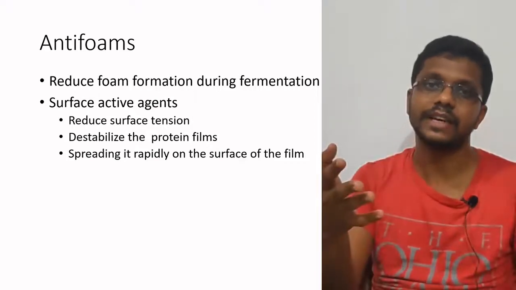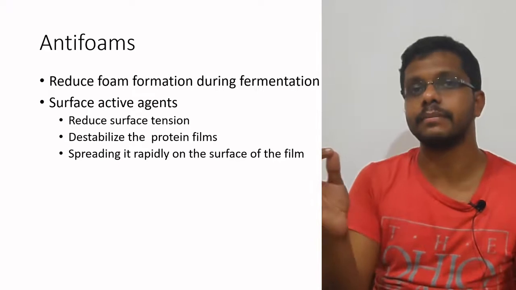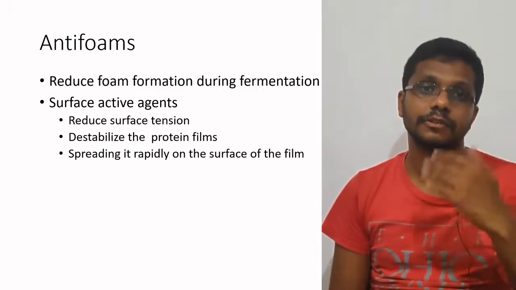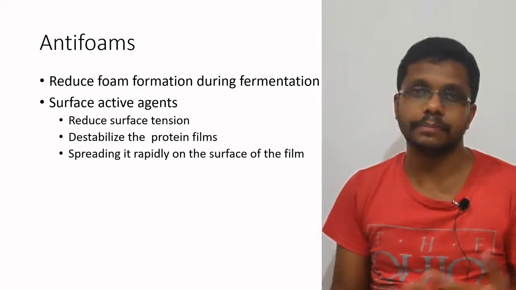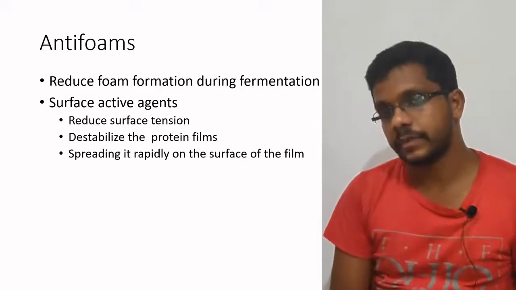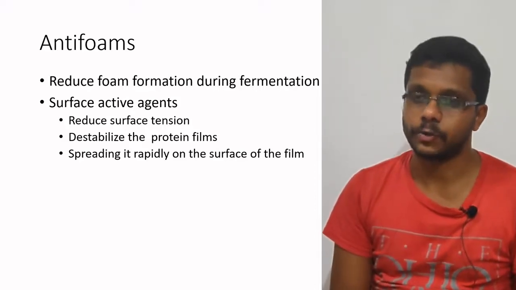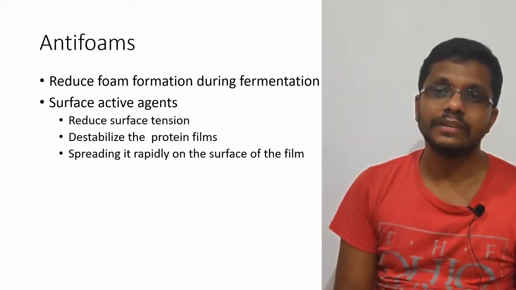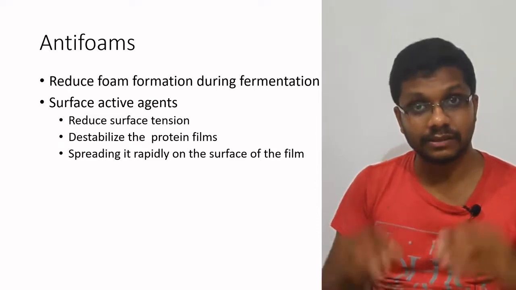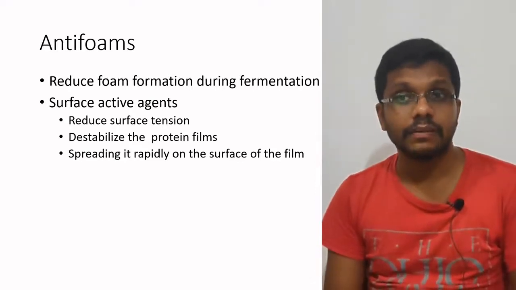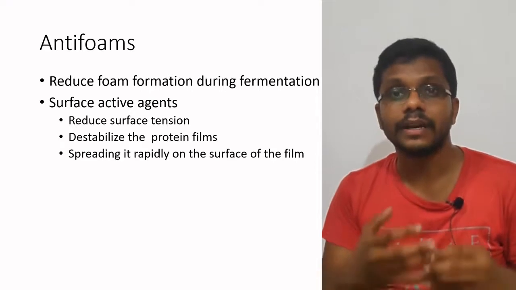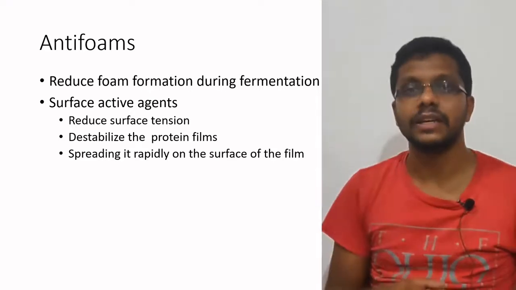Once the proteins are denatured, they form a thin film above the medium, which traps air bubbles and causes foaming, and it leads to secondary foaming also. So what we do: the chemical antifoam agents are surface acting agents. They remain on the surface of the media. They reduce foaming by reducing the surface tension of the film.